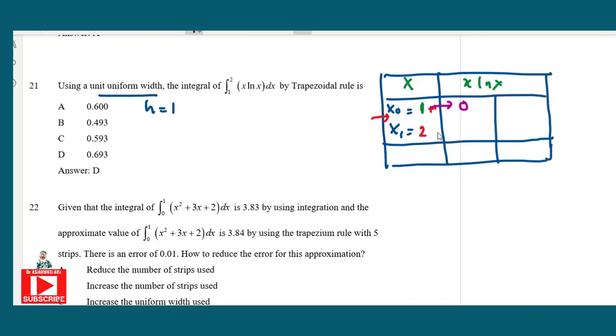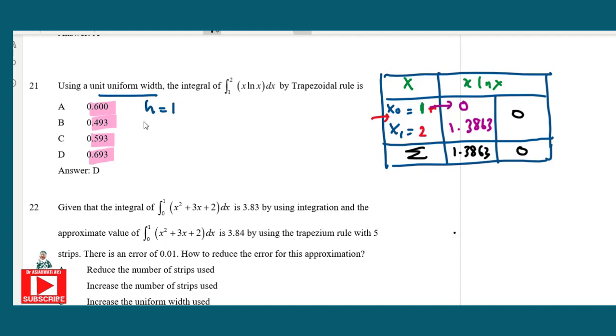Okay, and when x is equal to 2, substitute 2: 2 ln 2. Use the calculator. Your calculator gives the answer 1.3863. Okay, so give it to 4 decimal places. Why? Because the answers given here are in 3 decimal places, so while calculating, give 1 extra decimal. And then total: 0 plus 1.3863 equals 1.3863. The first is 0.